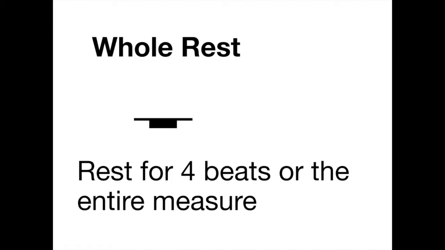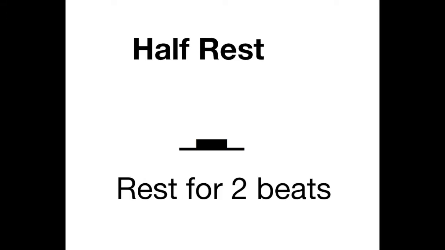So in your head, when you see a whole rest, you should count however many beats are in the measure in your head, and rest for the entire measure. This is called a half rest. A half rest is also like a little block, but this time it's on top of a line, and this one gets two beats of silence. One, two.